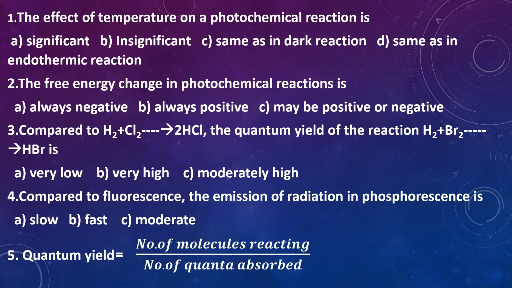Question number 5. What is quantum yield? Quantum yield or quantum efficiency is equal to. The definition of quantum yield: it is the ratio of number of molecules reacting and number of quanta of light absorbed. Okay, so this is your answer. Quantum yield is equal to dash. There you have to write number of molecules reacting by number of quanta absorbed.